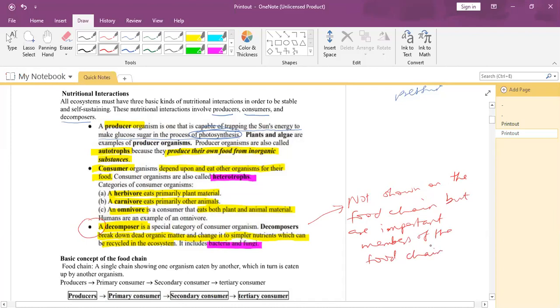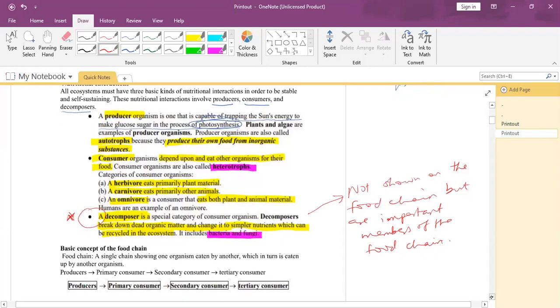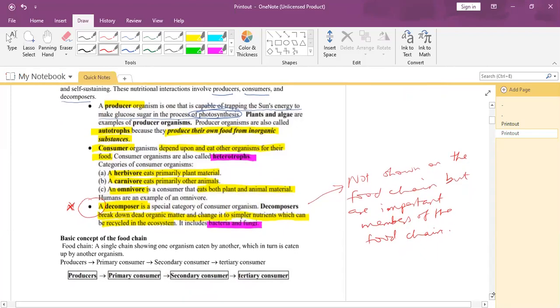Even though it is not shown on the food chain or the food web, there are questions like that. Which one is an important member of the food chain that is not shown? Then you have to know it is decomposers. Okay, all right, great. So with this knowledge, we can now look at what the food chain is.